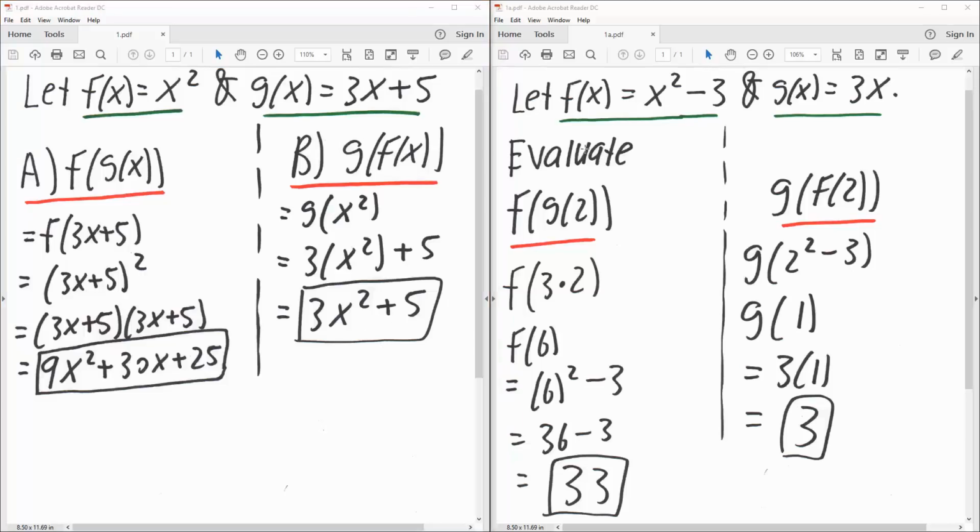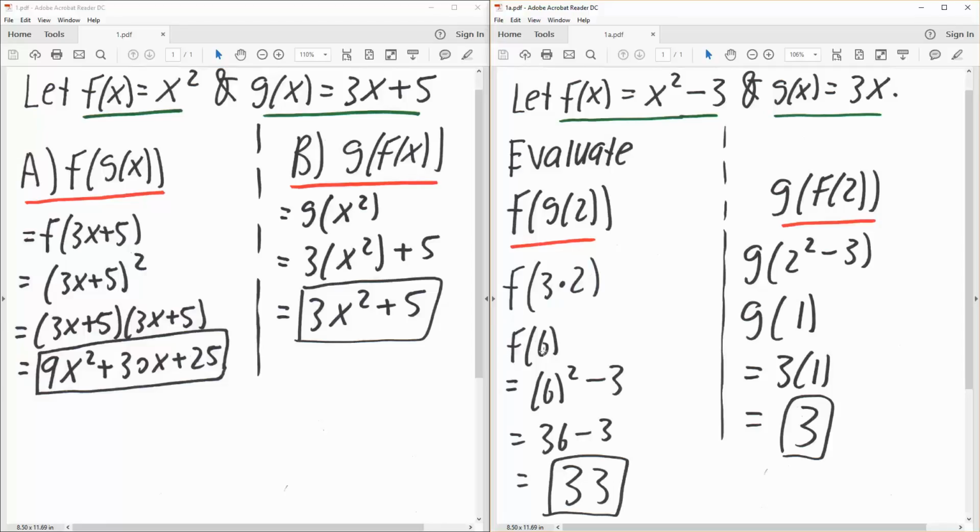And now for the second problem. Let f of x is equal to x squared minus 3 and g of x is equal to 3x. Now in this problem, instead of having g of x, we have g of 2. And so what we do here is replace x with 2. So we have 3 times 2. And so we're putting in 3 times 2 for this right here. So f of 3 times 2, which is f of 6.